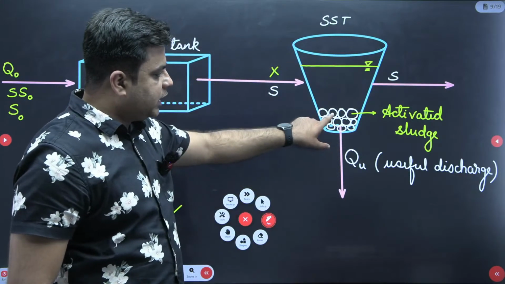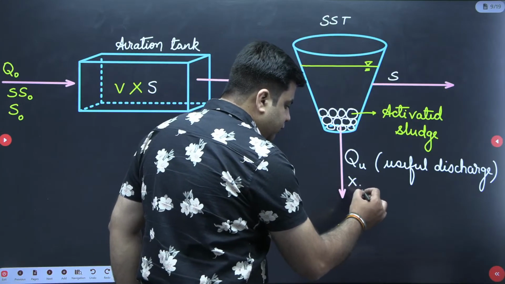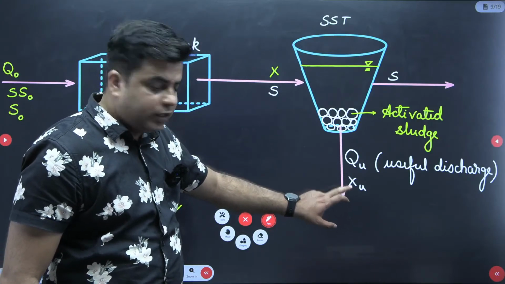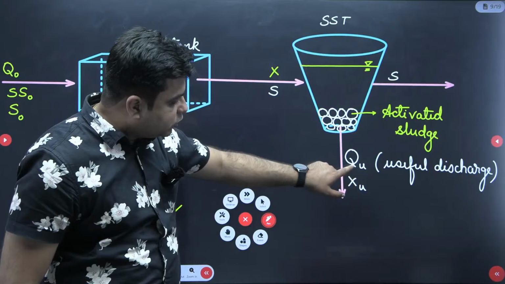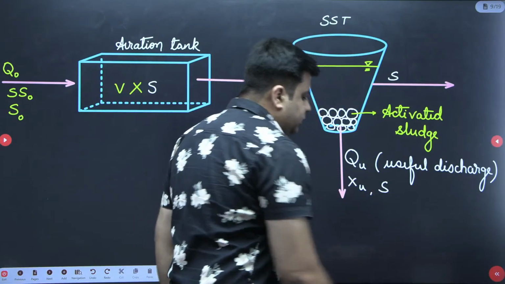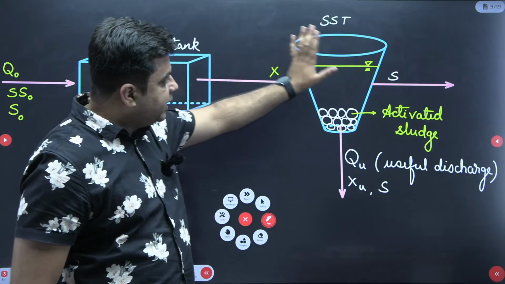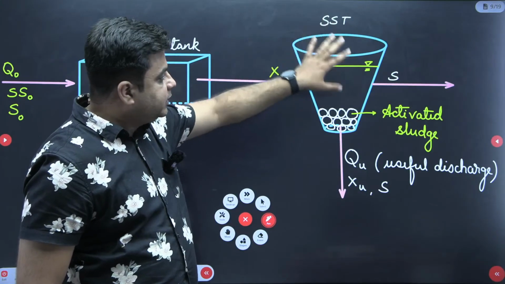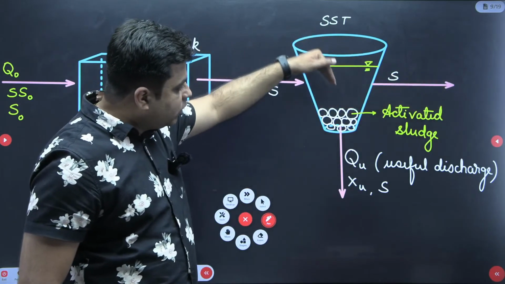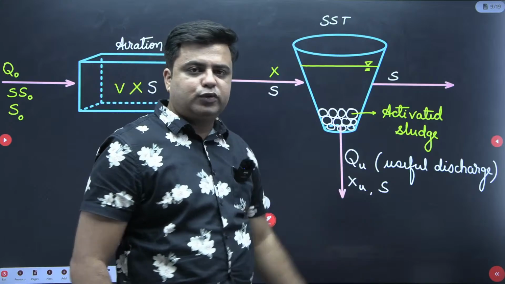In this useful discharge, the amount of biomass present is XU. And in this useful discharge of activated sludge, BOD will be S, because this secondary sedimentation tank does not treat any BOD. So whatever BOD is entering into the secondary sedimentation tank, the same BOD will be present in the effluent coming out from the tank, and also in the sludge taken out in the form of this useful discharge.